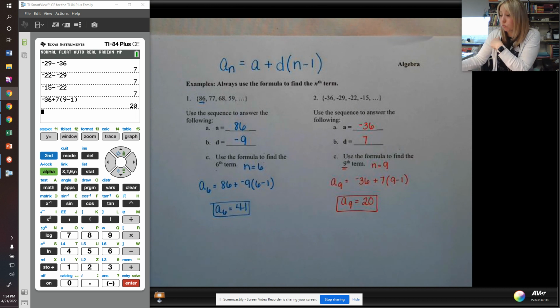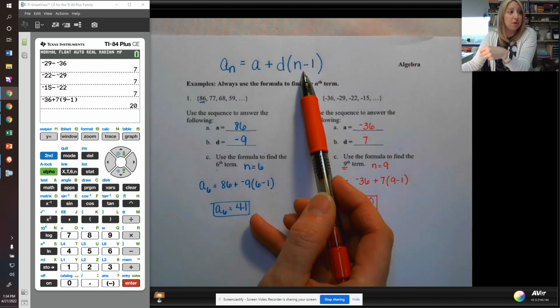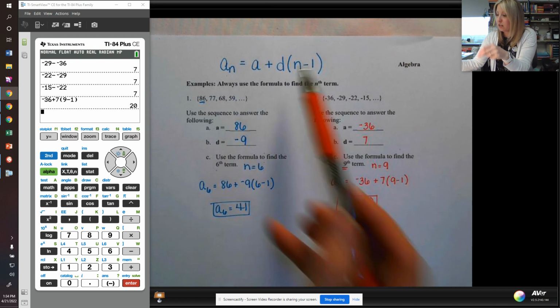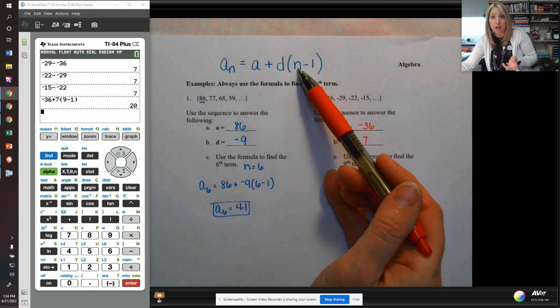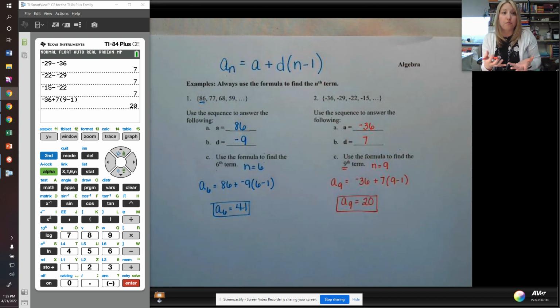So please make sure you write out the formula so that you can make sure you're plugging into the formula correctly. Go back and check out those vocab words. Make sure you're comfortable with those, what the A is, what the D is, and what the N is, so that we know what we're finding as we go. We will actually be using most of those letters again as we look at the next type of sequence, geometric sequences, in the next video.